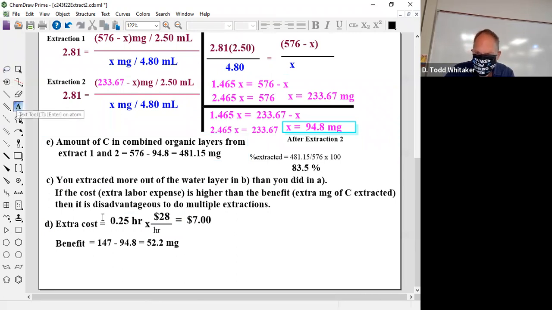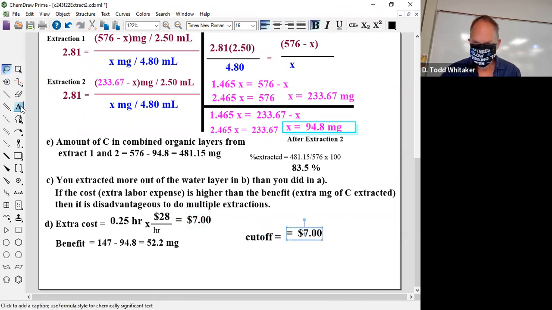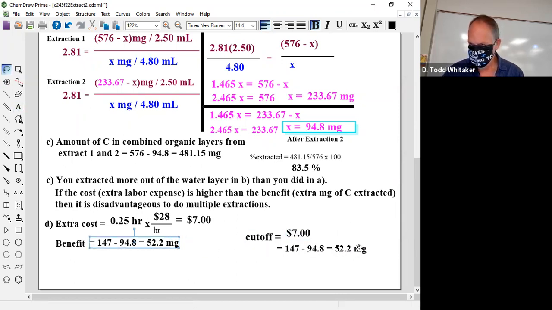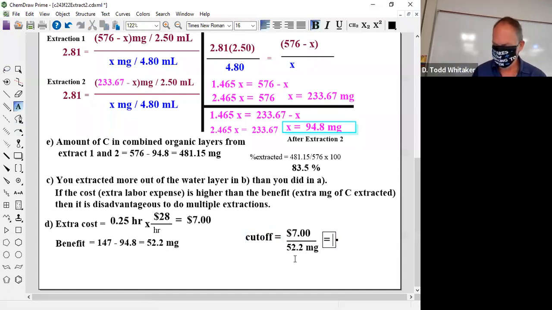So the ratio, dollars per milligram, is the cutoff. $7 for every 52.2 milligrams. That's the weirdest way to get this down here. Watch me use ChemDraw for stuff that would take a lot less time using something else, right? What's that equal when we're done? 13 cents.